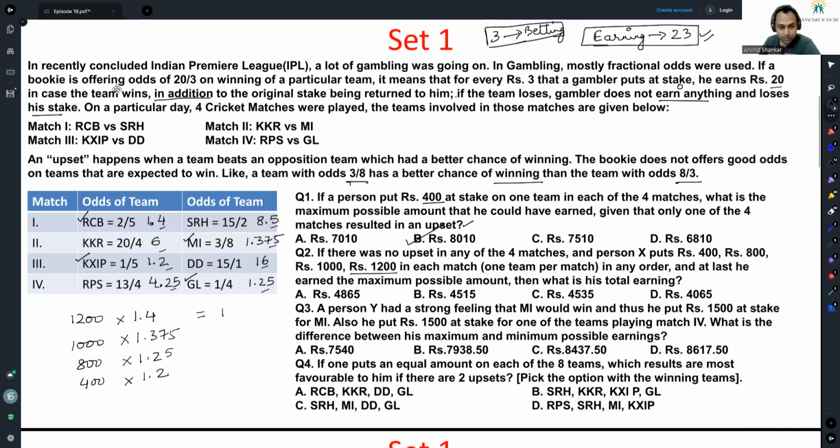So this gives me 1680. 1.4 into 1.2 is 1.3 square minus 0.1 square. So 168 I get from there, and then 1680 normal. This is simply 1375.